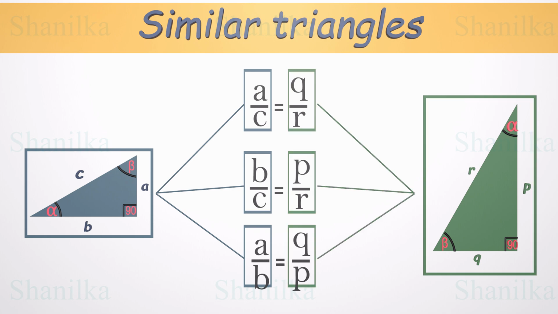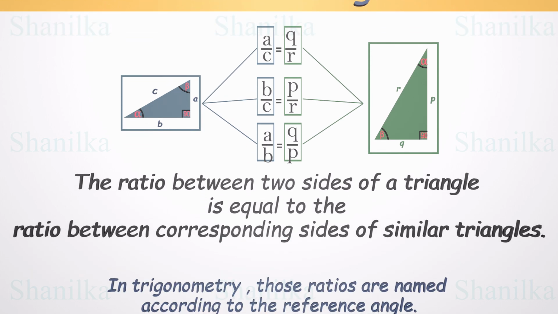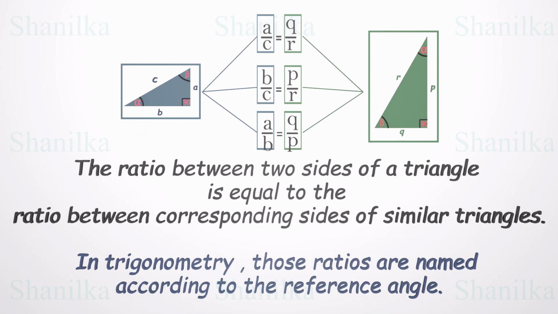The ratio between 2 sides of a triangle equals the ratio between corresponding sides of similar triangles. This is very useful. It is the foundation of trigonometry. So in trigonometry, we name those ratios according to the reference angle.